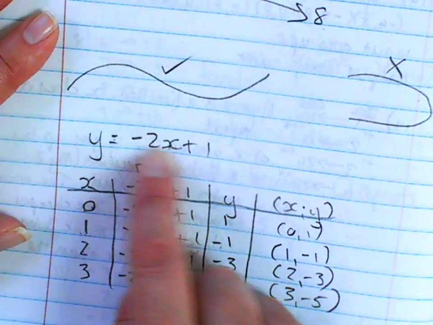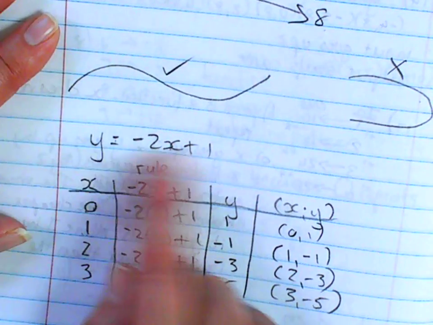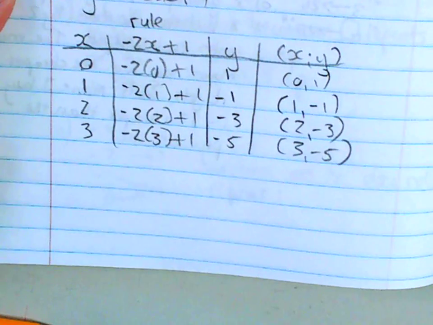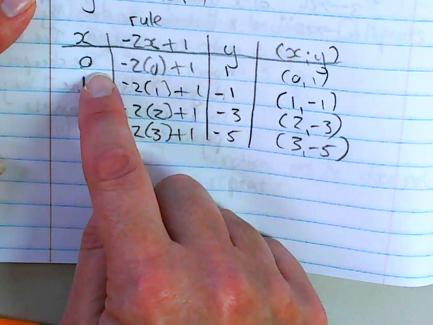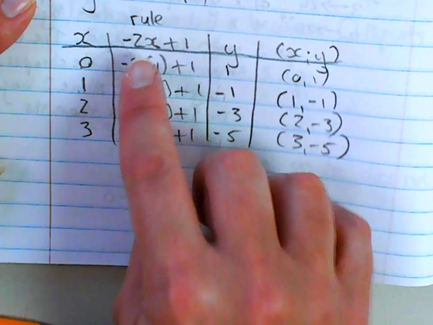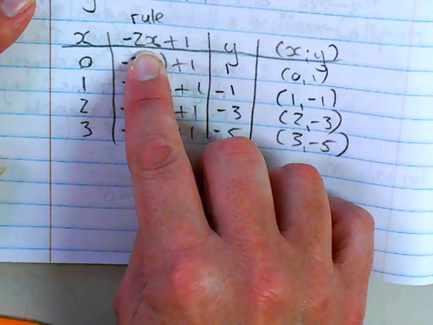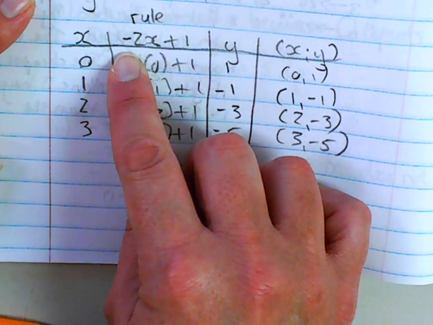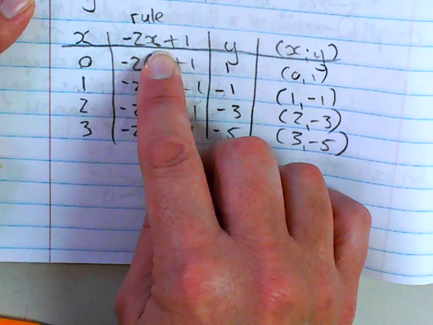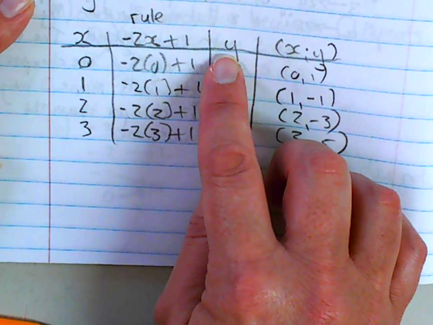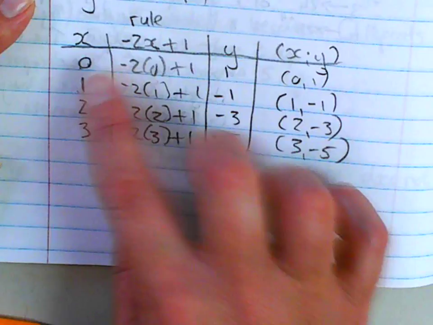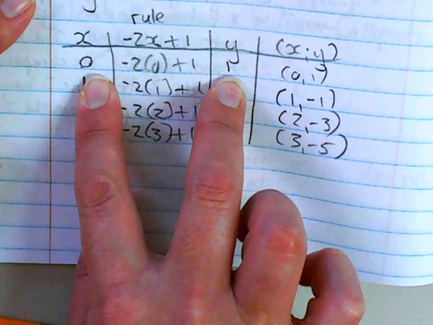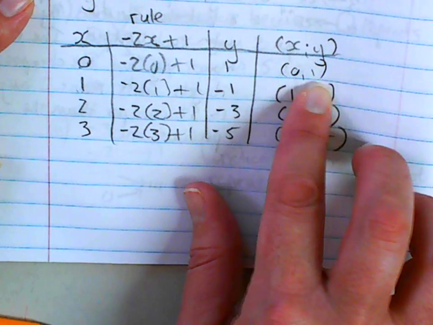Then I took a linear equation, and this is what we did. We picked values for X, like 0, 1, 2, and 3. We plugged it into the rule. The rule told us what we did to X. In this equation, we took X, we multiplied it with -2, then we added 1. Why did we do all of this? To get a value for Y. To get a value for X and Y, to put them together in an ordered pair.